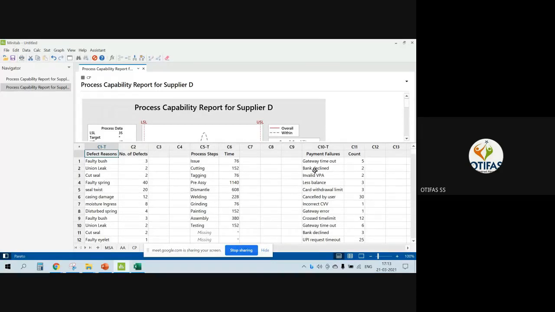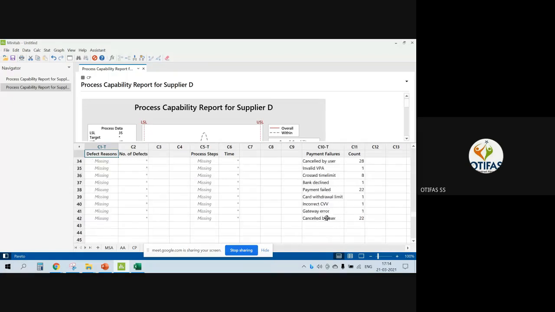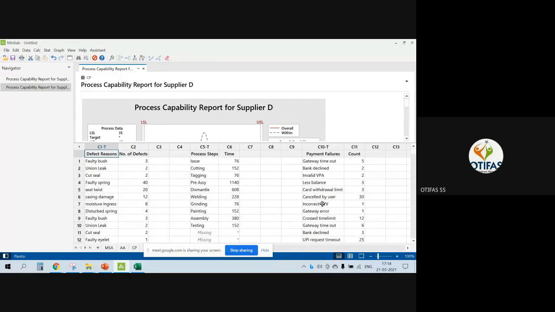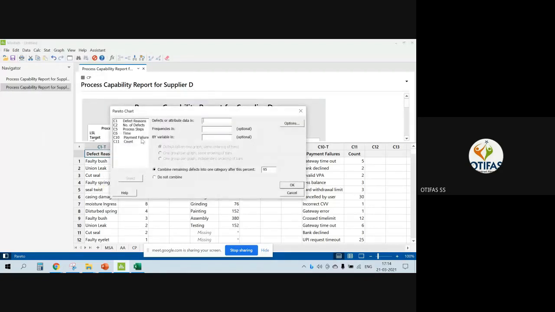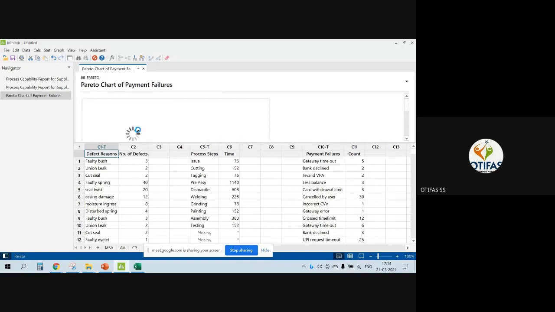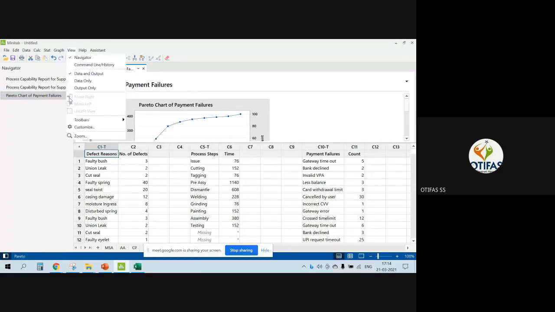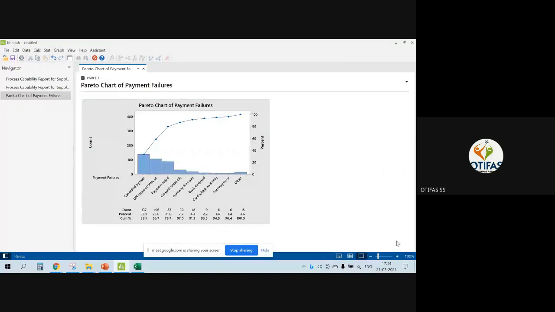Now what I was thinking is that it is due to a payment gateway problem. But when I analyzed this data, I found something else. If I want to do a Pareto analysis, a lot of time will be taken, but with Minitab we can just put this data into Minitab and it will give you the chart. So let us see this, it is C10. Now in Minitab: Stat, Quality Tools, Pareto Chart. Here I am going to put the defects as payment failures. Frequency is my count. Now see the Pareto analysis.